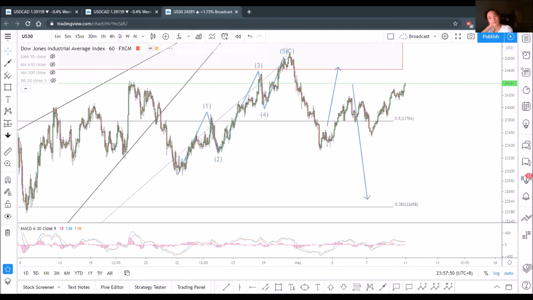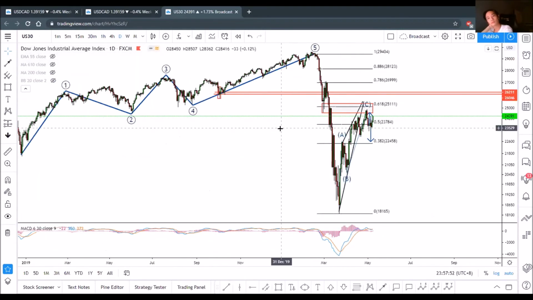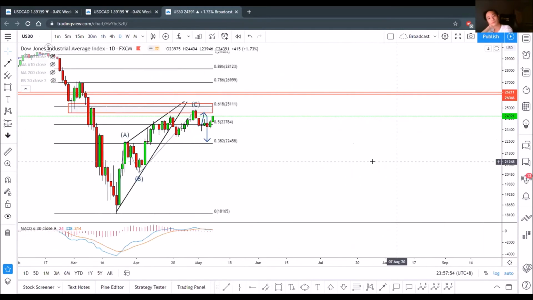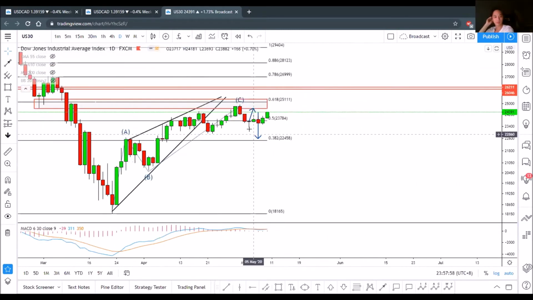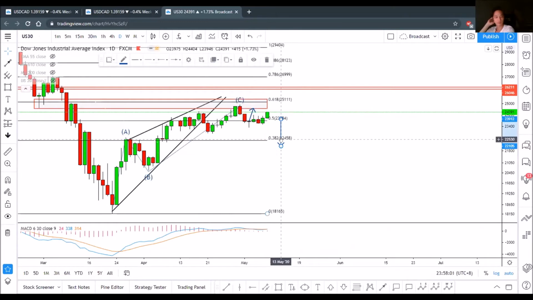All right, so again, we are looking at the daily charts. In the daily charts, we can see that for last week, there's very little movement.